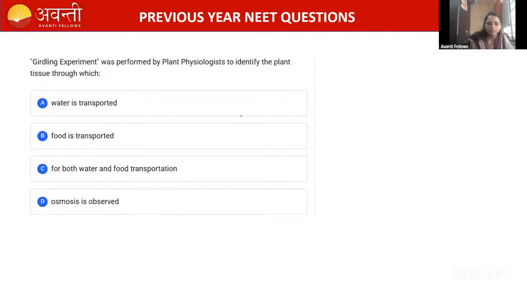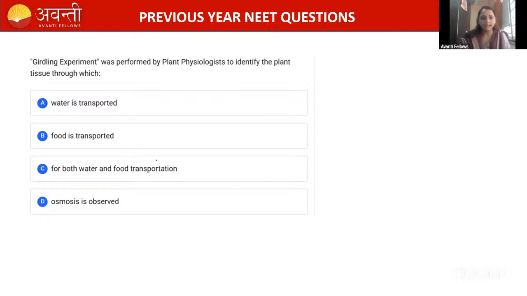The girdling experiment was performed by plant physiologists to identify the plant tissue through which: option A, water is transported; option B, food is transported; option C, both water and food are transported; option D, osmosis is observed. I'm ending the poll and sharing the result. 13% gave A, 25% B, 38% C, and D by 25%.